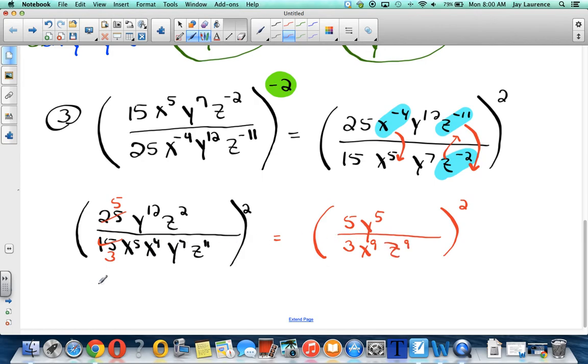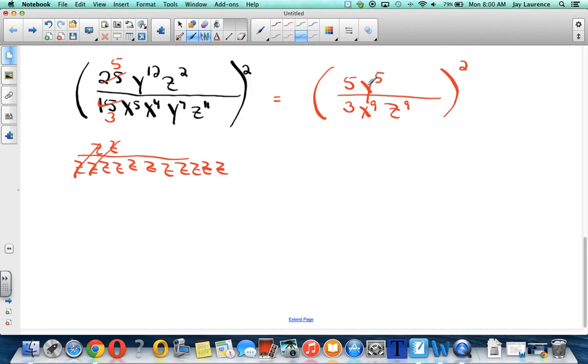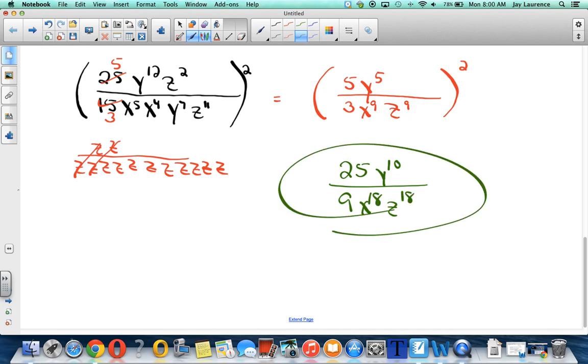Right? Because like if I drew it all out, there'd be z times z. And then down here, there'd be z, 3, 4, 5, 6, 7, 8, 9, 10, 11. Right? And then those would cancel, and I'd be left with 9 z's being multiplied, but they're in the denominator. And so now we're ready to evaluate this. We're going to square 5 and get 25. We're going to square y to the 5th, so that's y to the 5th times y to the 5th, which is y to the 10th. And then we're going to square 3 and get 9. Square x to the 9th and get x to the 18th, and z to the 18th, and there you go.